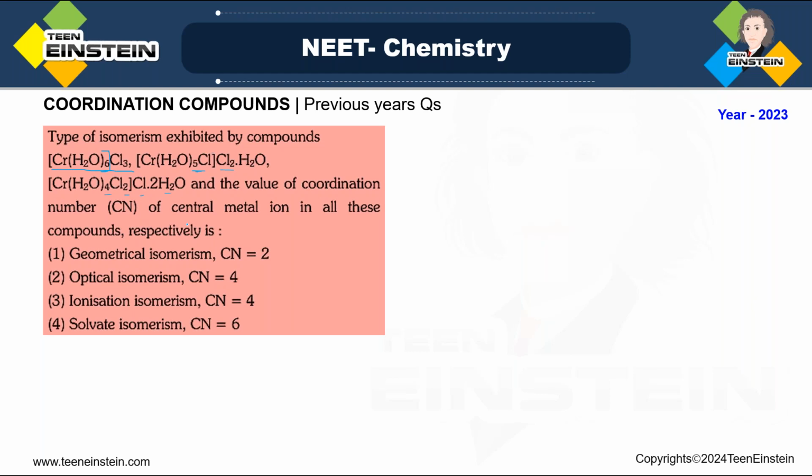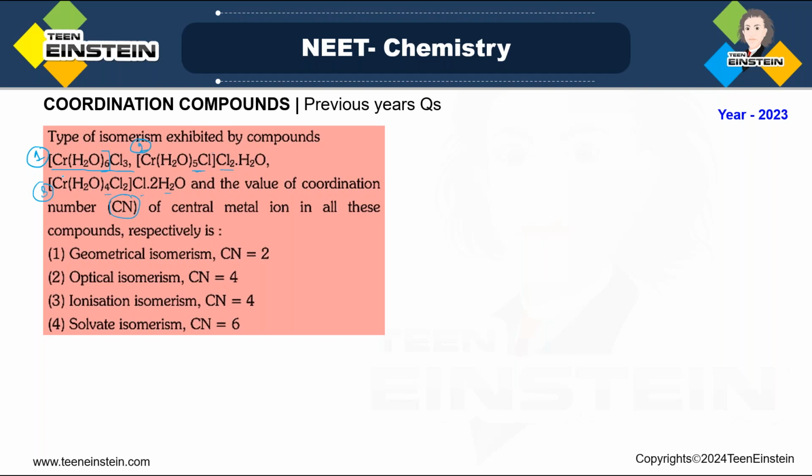So here what is the difference between these three complexes? The difference is whether H2O is present outside the coordination sphere or inside the coordination sphere. And here the value of coordination number, in short, coordination number is CN, that also we have to mention. So what type of isomerism is possible for these three complexes? Suppose this is complex number 1, this is complex number 2, and this is complex number 3. So the relationship between these three complexes, that is the isomeric relationship that we have to find.